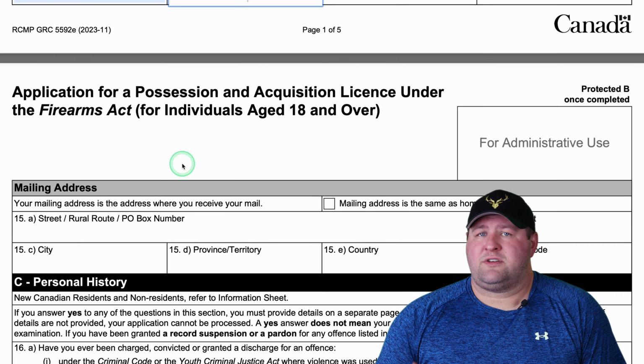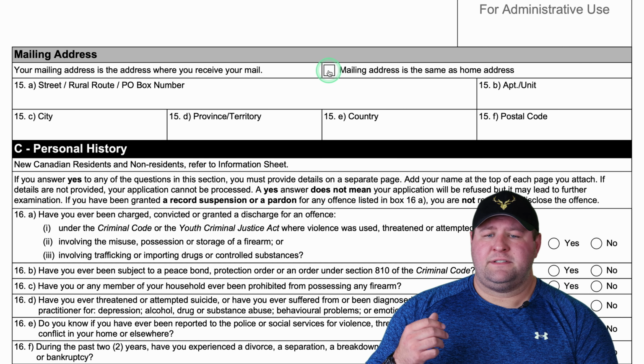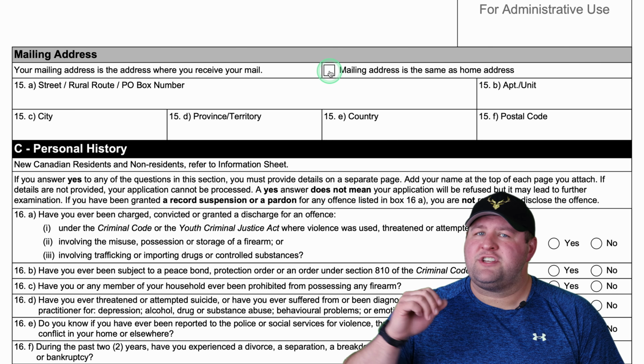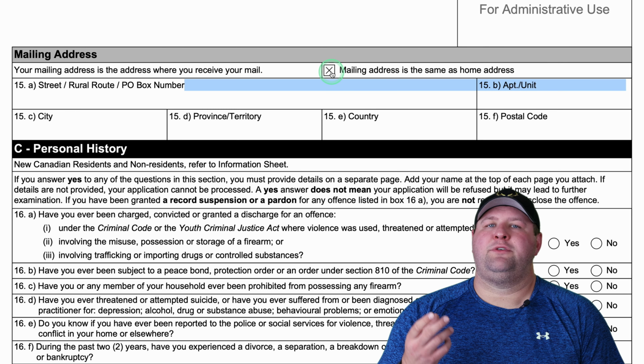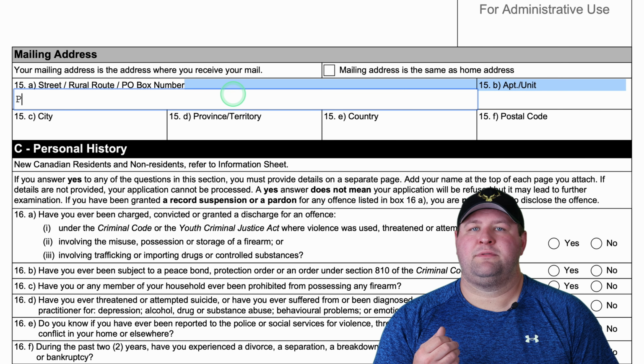Next part is your mailing address, so where you get your mail. And if it's the same as your physical address, just check the box. If, say, you live on a farm or acreage, you'd write the postal box that you get your mail to.